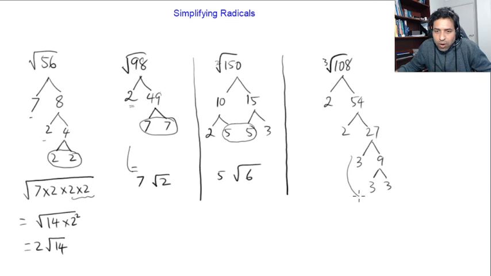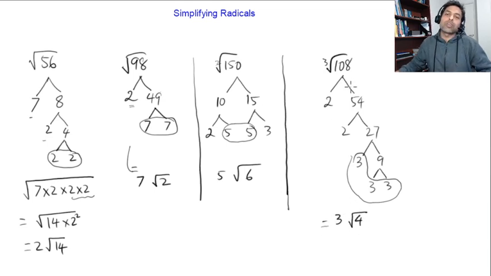You can see 3, 3, 3 are all the same, but here 2 and 2 is only one pair, and that pair I cannot take because it's a cube root. So in order to take a number out from the cube root, we need to get three same numbers. Only this 3 appears 3 times, so 3 can come out, and inside will be 2 times 2, which is 4. So the answer for the cube root of 108 will be 3 cube root of 4.